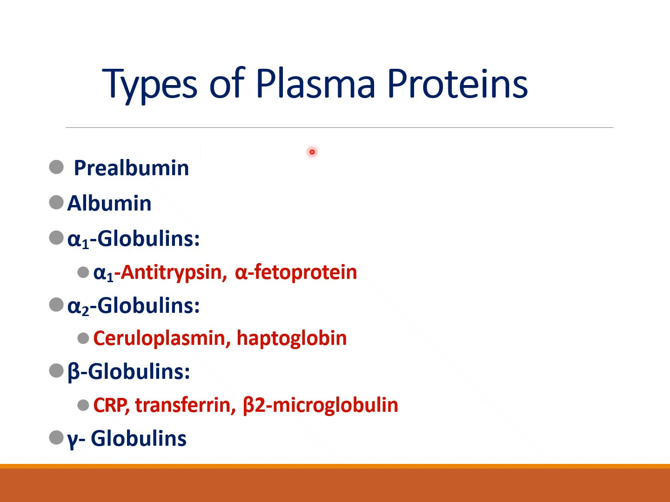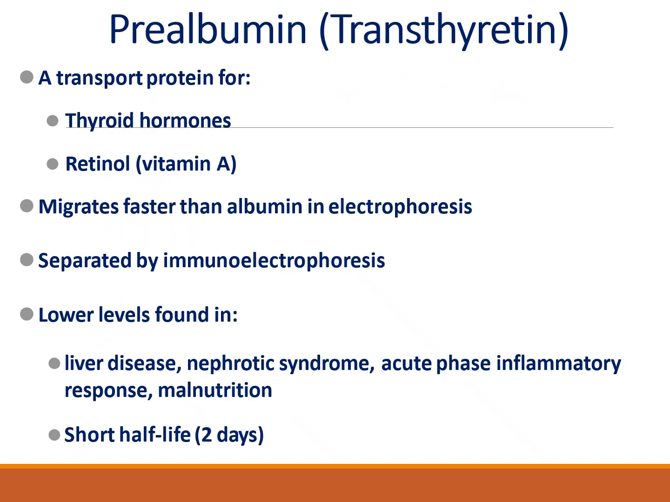So now types of plasma proteins: pre-albumin, albumin, alpha-1. I have given the example before itself: alpha-1 antitrypsin, alpha-fetoprotein; alpha-2 globulins, in that ceruloplasmin and haptoglobin; beta-globulin: CRP, transferrin, beta-2 microglobulin; gamma globulins. So this is a very important introduction slide for plasma proteins. You should know different names of different bands, right? Alpha 1, alpha 2, you'll be telling what is the other name of alpha 1. Alpha 2 I have given here.